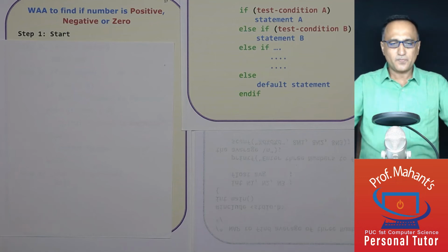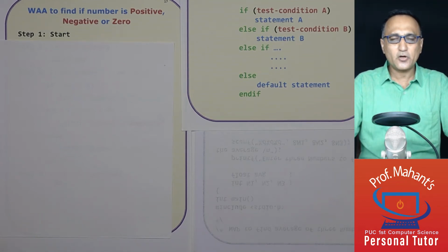I'm going to show you how we write an algorithm to find whether a given number is positive, negative, or zero. So given an input number, it can only be one of the three things. It can be positive, negative, or zero. We can do this by using three if statements.